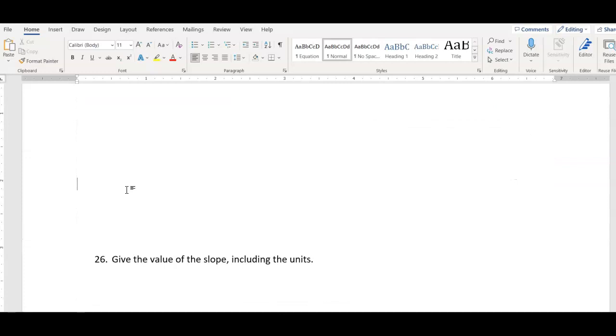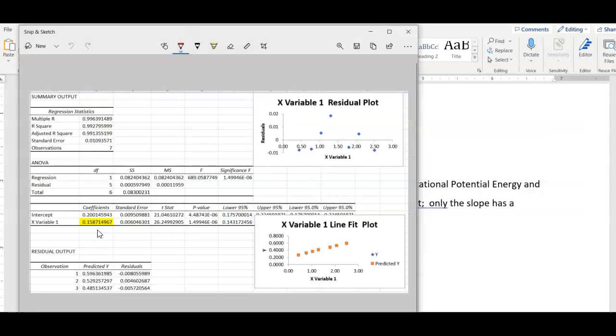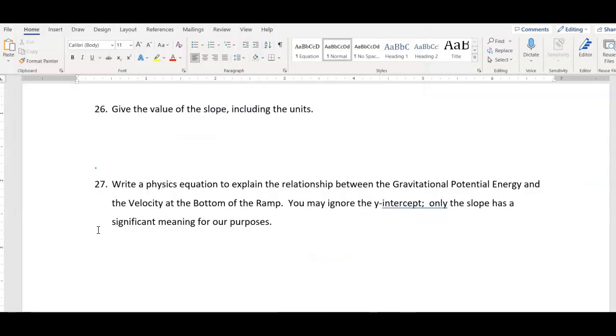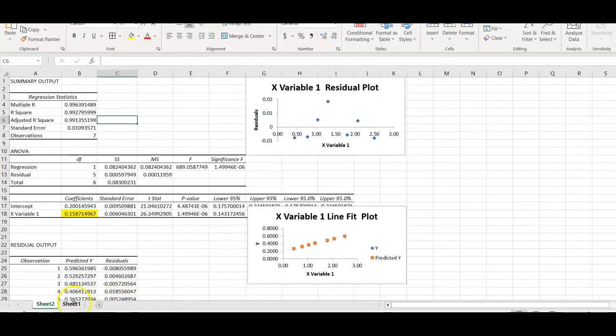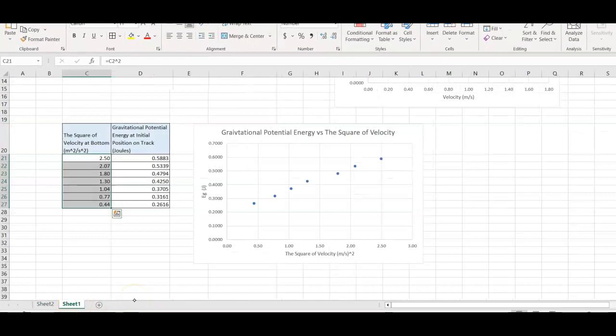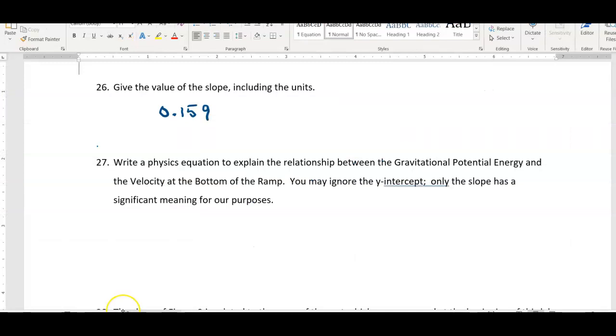Okay, and then it says, so what is the slope? And put some units on it. So my slope was 0.159. And if I go back and look at the graph again, I can see that the units of the y-axis are joules, the units on the x-axis are meters per second squared. Okay, so I've got joules over meters squared per second squared.